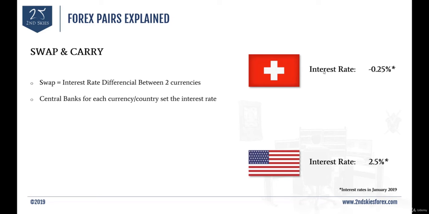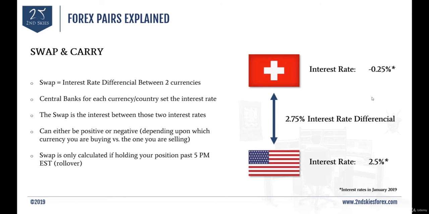Right now, the current interest rate set by the Central Bank of Switzerland is minus 0.25%. The interest rate set by the Federal Reserve in the US is 2.5%. When you do that math, that's a 2.75% interest rate differential. So now we understand the swap. The swap is the difference between these interest rate differentials.